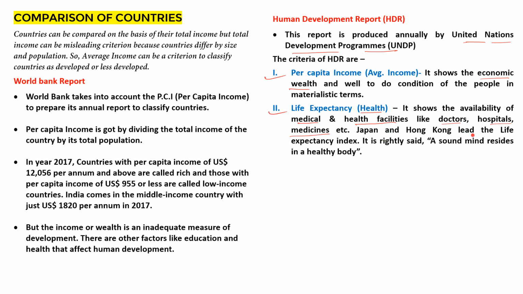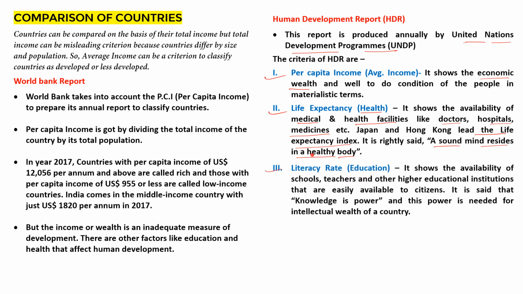Japan and Hong Kong lead the life expectancy index, and it is rightly said that a sound mind resides in a healthy body. Life expectancy means if a person is born in a country, then how many years he or she is expected to live. That shows the life expectancy. Now the literacy rate, which shows the education standard of the people in the country. It shows the availability of schools, teachers and other educational institutions available to the citizens. It is also said that knowledge is power, and this power is needed for the intellectual wealth of a country. So here is monetary wealth, here health, and here intellectual wealth.